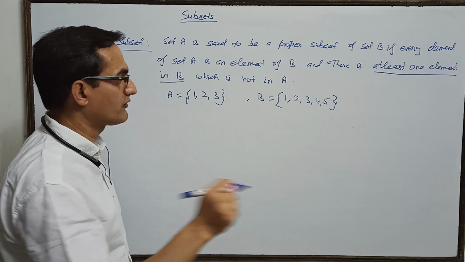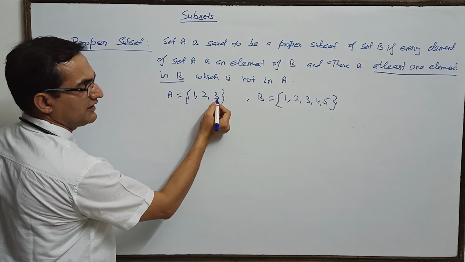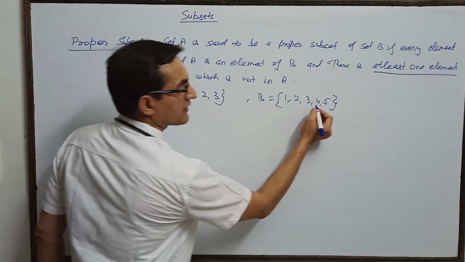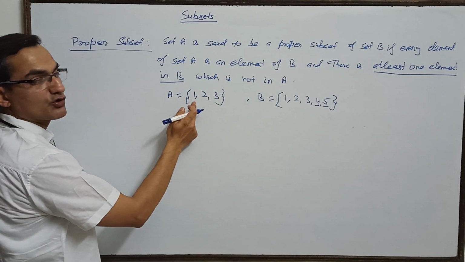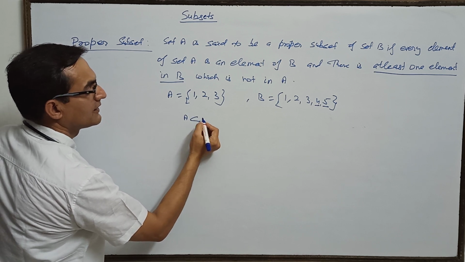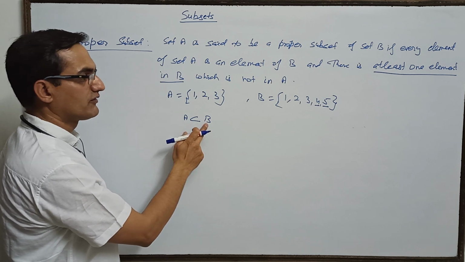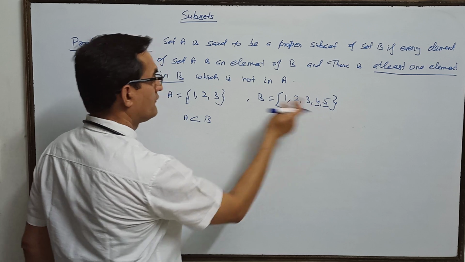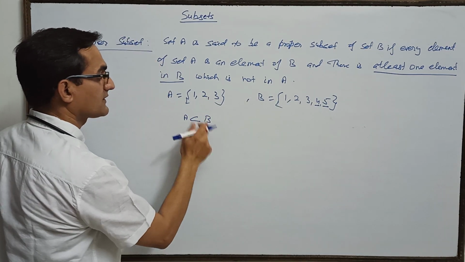Take the case, let A have elements 1, 2, 3 and B have elements 1, 2, 3, 4, 5. There are two elements in B which are not in A. In that case, we will say A is a proper subset of B, because there are elements in B which are not in A. Is it clear?